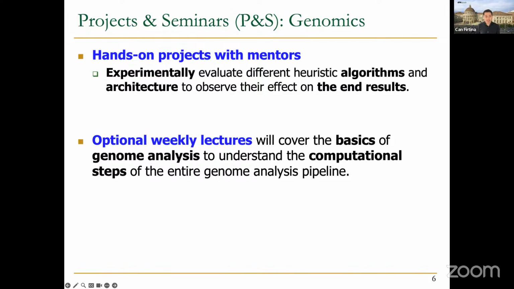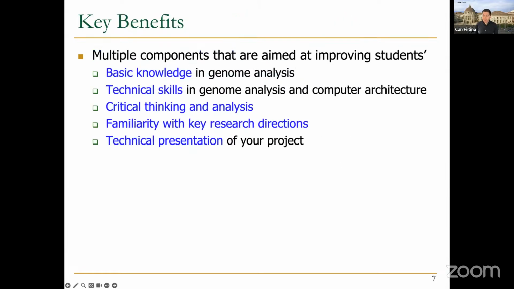We also have, as I said, optional weekly lectures. These lectures will cover the basics of genome analysis to understand the computational steps of the entire genome analysis pipeline. Although following these lectures is not required and they are optional, we strongly suggest students and everyone follow them to achieve two main goals. One is to get the basic knowledge in genomics, and the second is to understand the cutting-edge research in genome analysis.